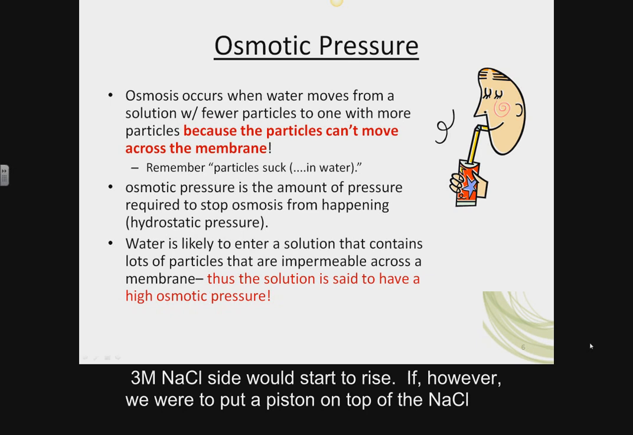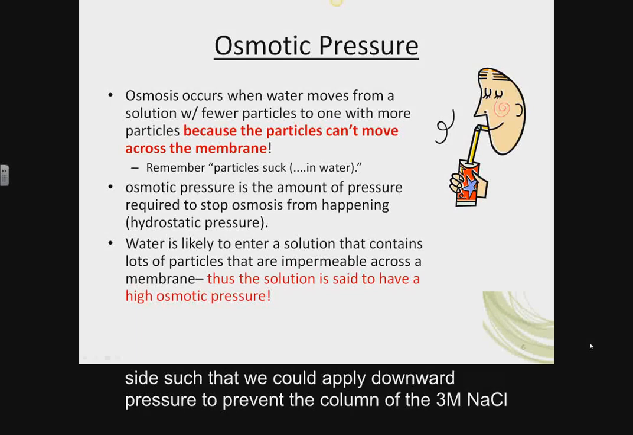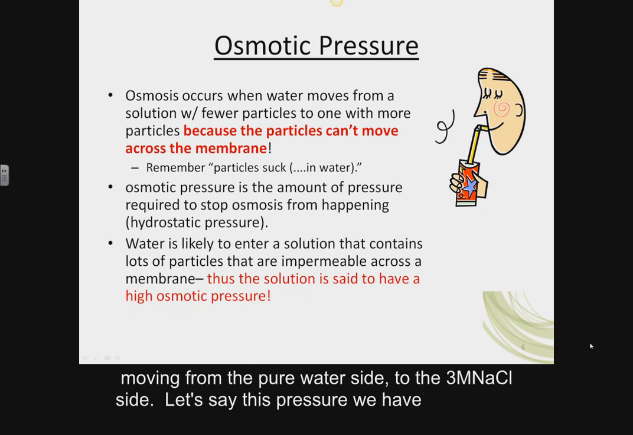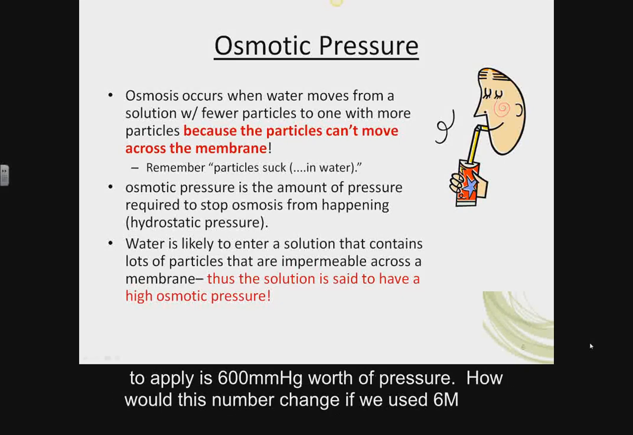If, however, we were to put a piston on top of that sodium chloride side, such that we could apply a downward pressure to prevent the column of the 3 molar sodium chloride solution from rising, we could then measure how much pressure we had to apply to stop water from moving from the pure water side to the sodium chloride side. Let's say this pressure we have to apply is 600 millimeters of mercury.